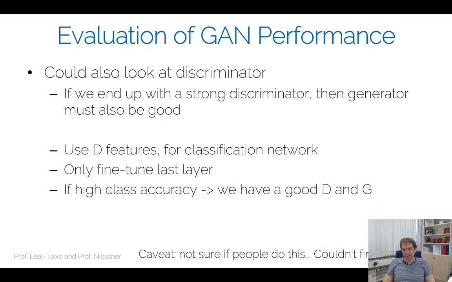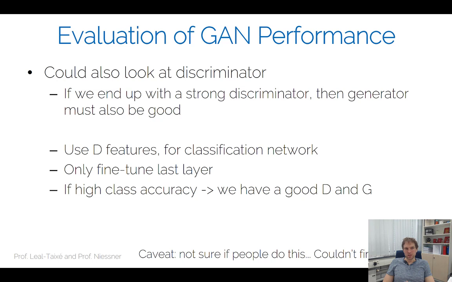You can check the discriminator. By the way, it's a good debugging trick. Whenever you start training again, always train the discriminator first, and check if the loss is going down to zero. Of course, you're not getting reasonable results, but you're checking that the discriminator can go to zero. If that one doesn't work, then yes, something is wrong.